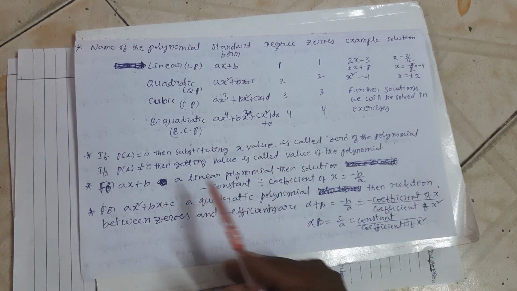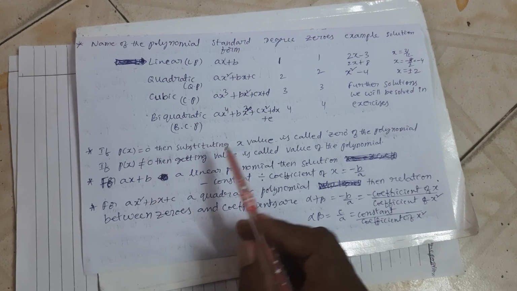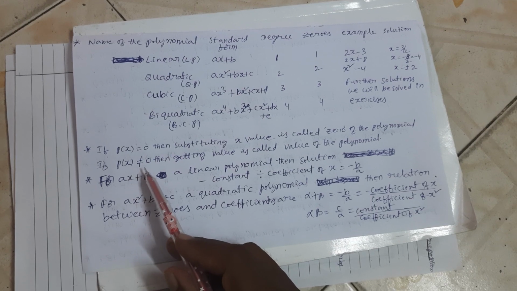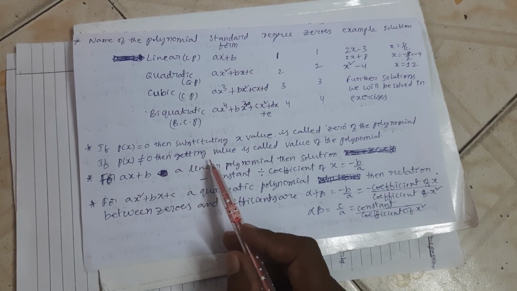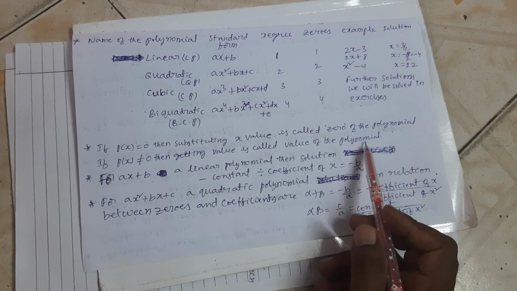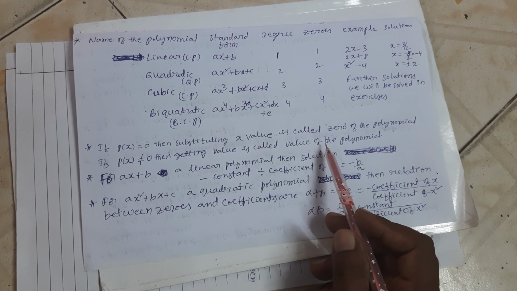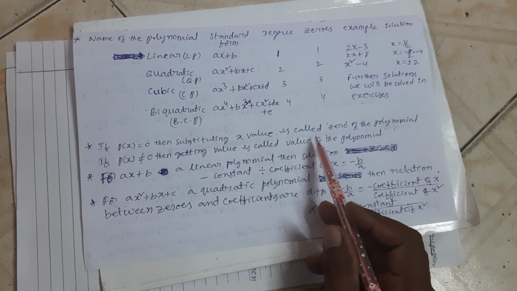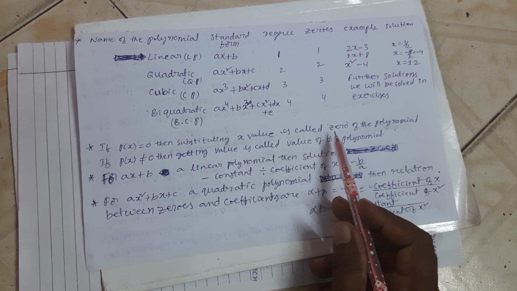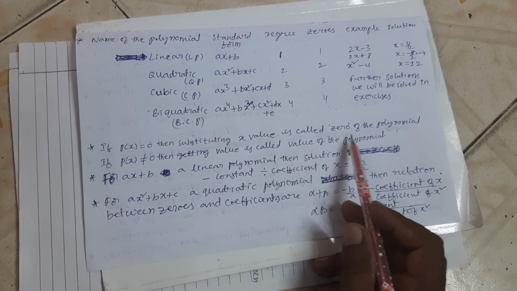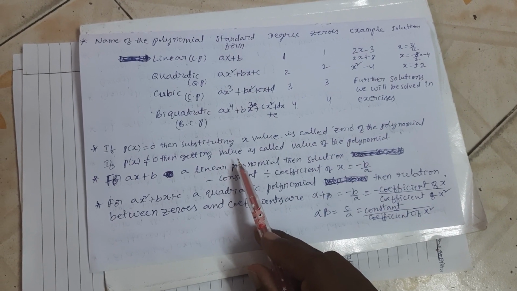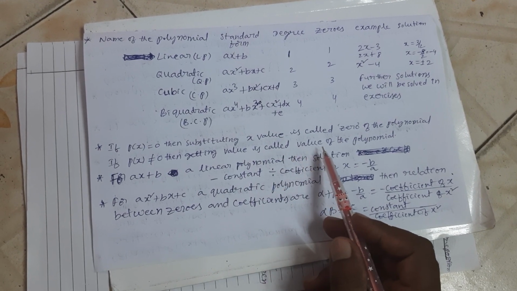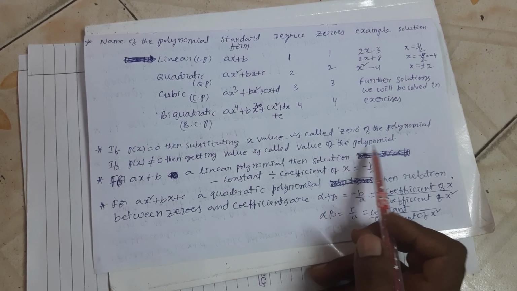Next, if p of x is equal to 0 after substituting the x value, then that x value is called a zero of the polynomial. If p of x is not equal to 0, then the value obtained is called the value of the polynomial. This is one of the important points. To check whether it is a zero or not, the condition to verify is that we substitute. In sums we will discuss this. If p of x is not equal to 0, what we get after substituting the x value is the value of the polynomial.